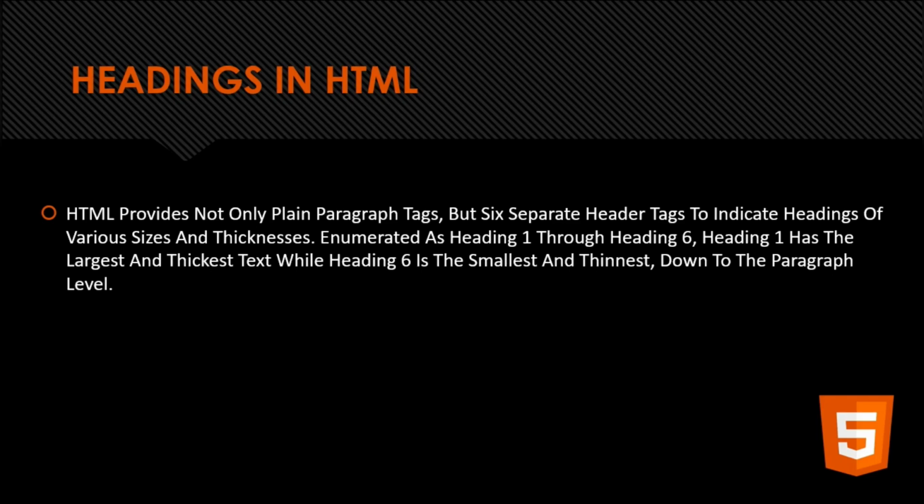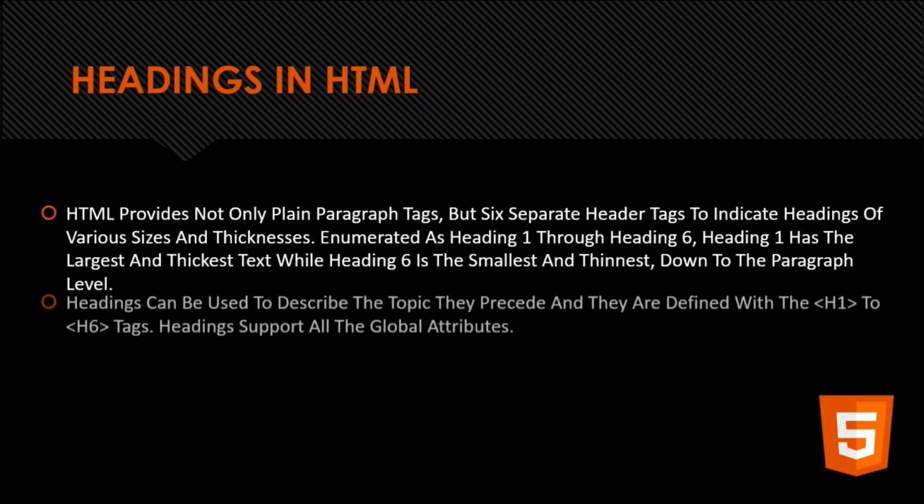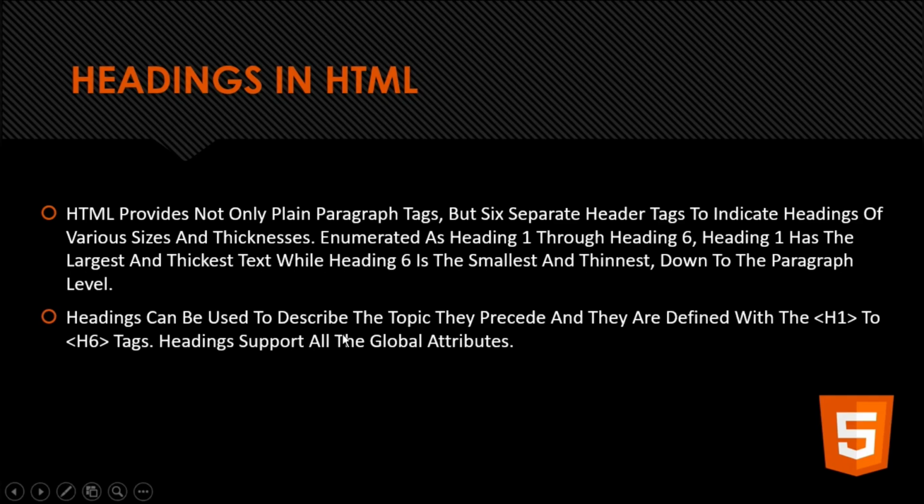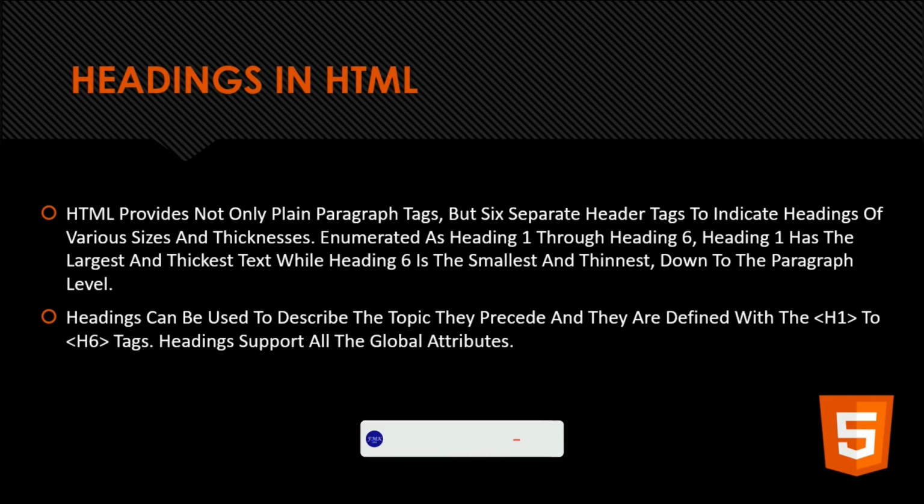In HTML we have 6 heading levels, and they have various sizes and thicknesses, starting from heading 1 to heading 6. Heading 1 has the largest and thickest text, while heading 6 is the smallest and thinnest one. In HTML, headings can be used to describe the topic they precede, and they are defined with the H1 to H6 tags. Headings support all the global attributes as well.